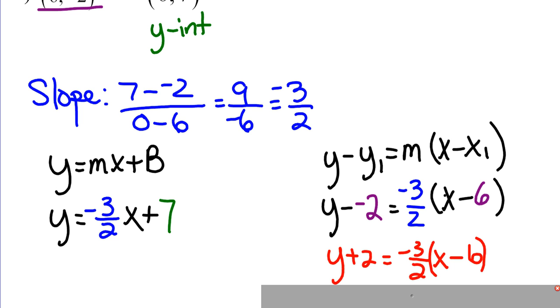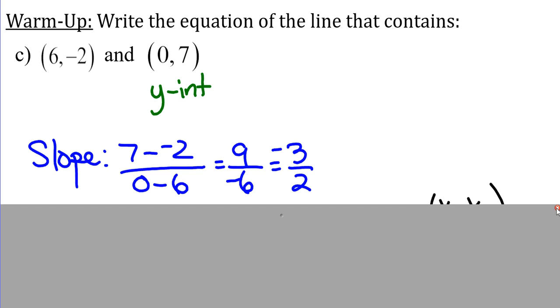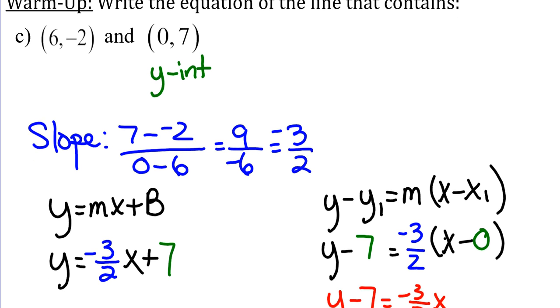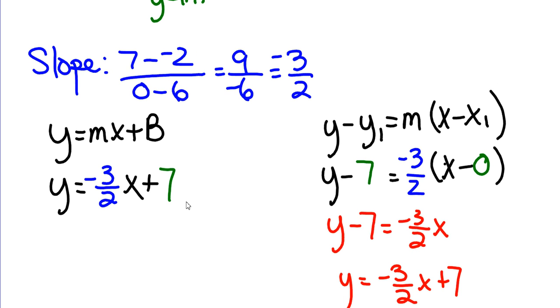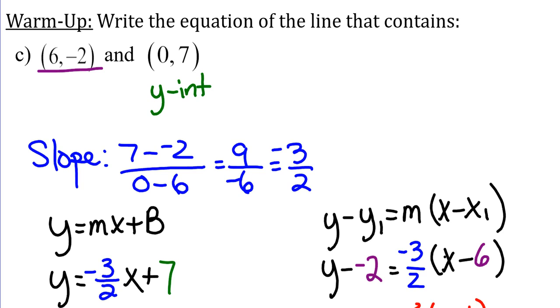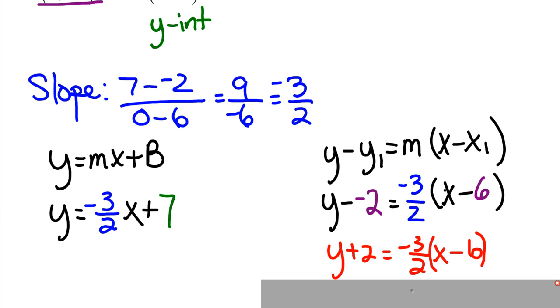Now, again, if you forgot that (0, 7) is a y-intercept, you could have done the same thing with the point to write it into point-slope format. And notice you would have to simplify the x minus 0 to just be x. And again, at that point, it'd be very easy to put it into slope-intercept form. So again, you have 3 possibilities for your equation. y = -3/2 x + 7. Then we had y - 7 = -3/2 x. Or y + 2 = -3/2 times the quantity (x - 6). All of those are still referring to the same line.